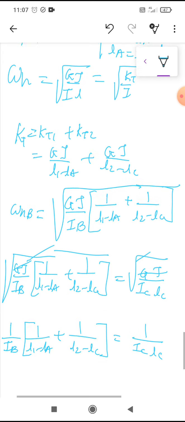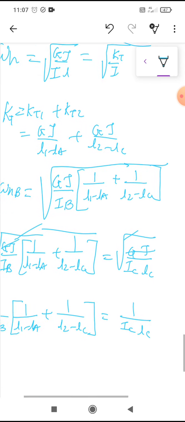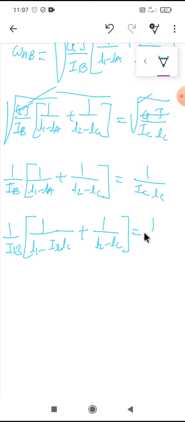Now the relation which we have derived, that LA is equal to IR into LC, we are going to use here. Instead of LA, the length of A, I will write IR into LC. So 1 upon IB into 1 upon L1 minus IR into LC plus 1 upon L2 minus LC is equal to 1 upon IC into LC. I will bring IB to the other side, and on the left-hand side I get IB into IC upon IB upon IC into LC. So this equation we have got.